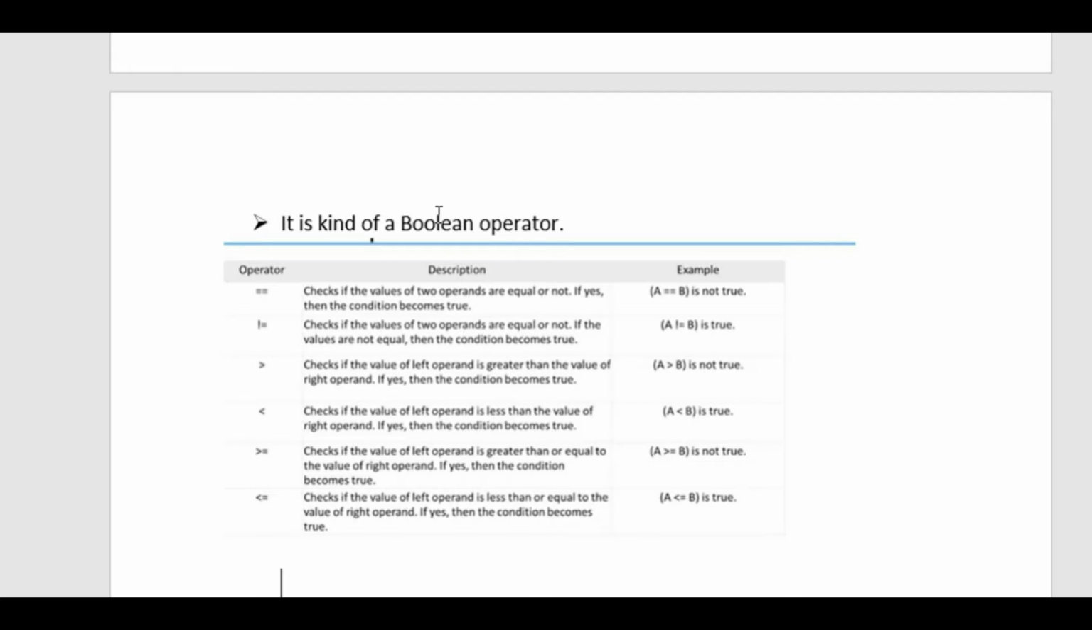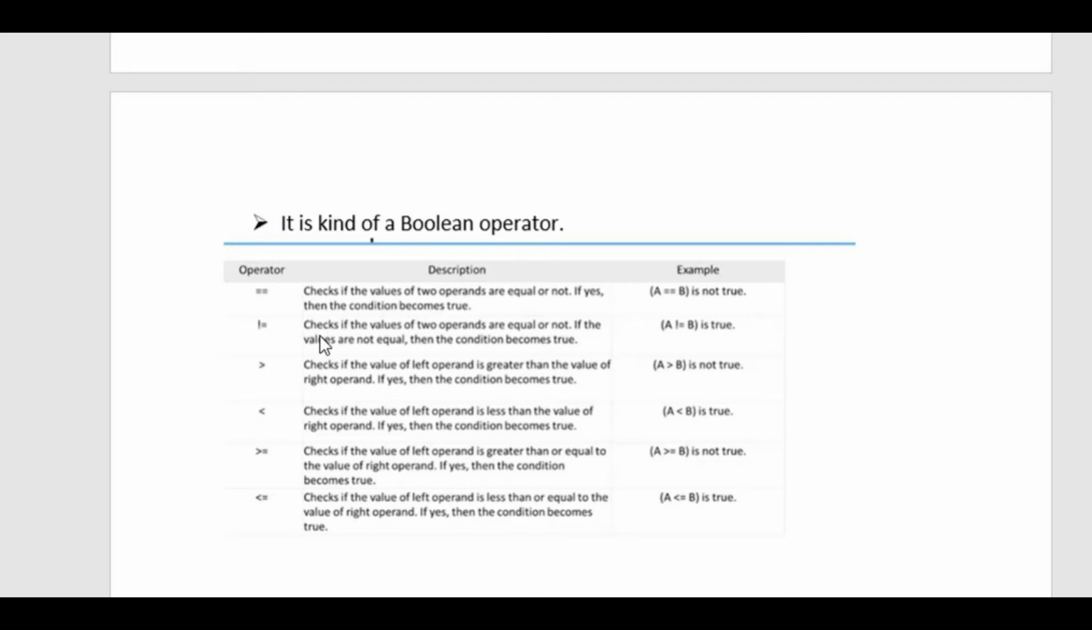Is equals to checks if the values of two operands are equal or not. If yes, the condition becomes true. So if we are given a condition wherein we have to check whether the operands are equal or not, and they are equal, then the condition becomes true. It might be both equal or not equal. If the condition is satisfied, it is true. Here we have an example which is not true, as they are not equal.